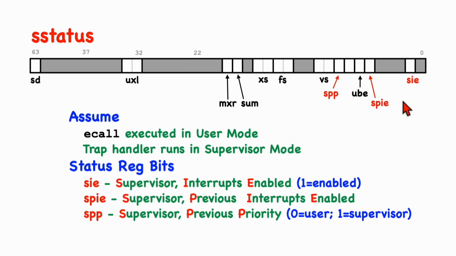Interrupts can happen, and traps in general can happen when we're running in any mode: user, supervisor, or machine mode. If the code is running in machine mode, then it would be a machine mode trap handler, and so things would be different. But we're assuming this happens in user mode. So we have to remember whether we were running in user mode or supervisor mode when this trap occurred. So that's the purpose of the previous priority bit here. And upon return, we will return to whatever mode was saved here. And in our example, we would be returning to user mode.